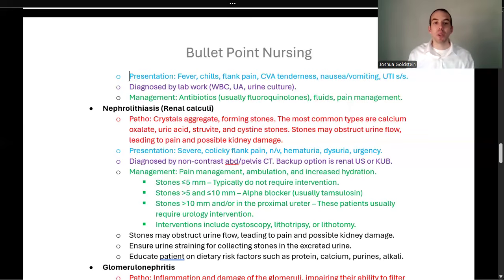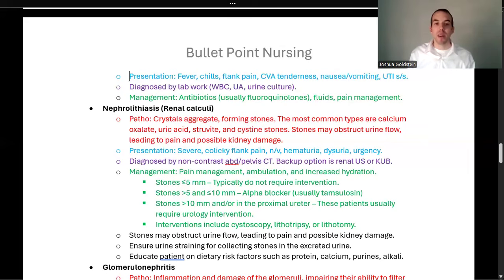What the patient should do to avoid this becoming a regular problem for them. Because unfortunately, a lot of times when patients get kidney stones, they get them more than once. And we want to teach them the dietary risk factors that they can avoid, that they should be employing to avoid getting it again.